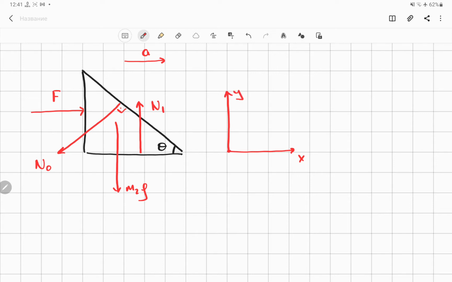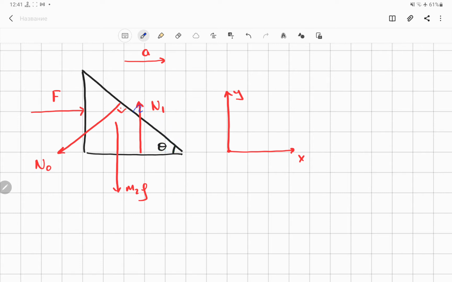As usual, let's choose our x and y axis directions. This is a standard problem, so horizontal direction will be x, vertical direction will be y. As you see, N0 has two components, horizontal and vertical. So let's try to write this N0 in terms of components.